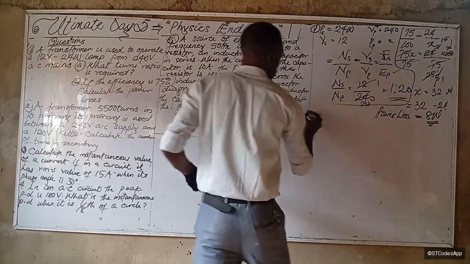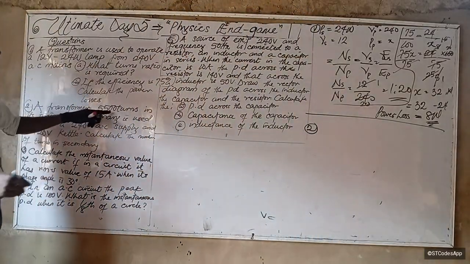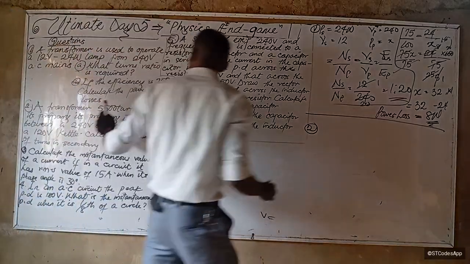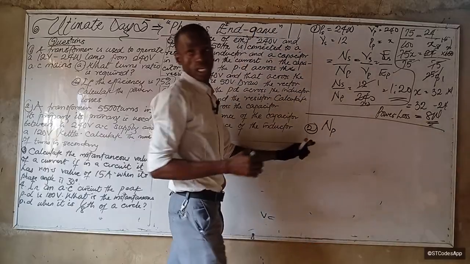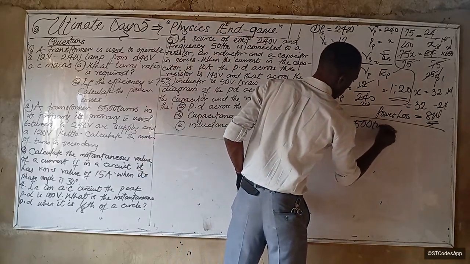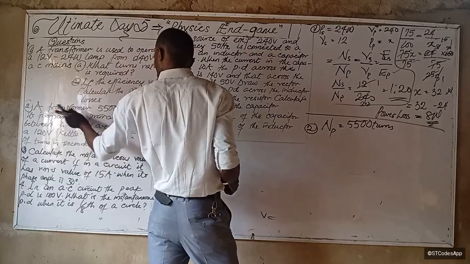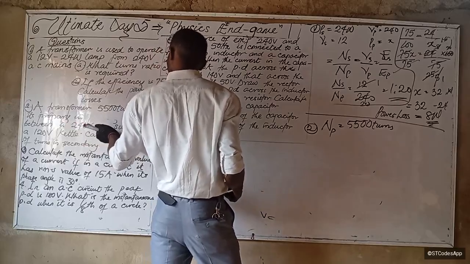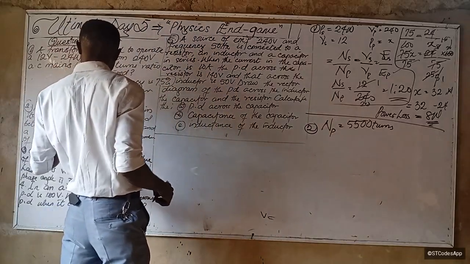Now for number 2. Number 2 says a transformer has 550 turns in its primary. So the number of turns in the primary, N sub P, is what? 5,500 turns in its primary. Oh, I wrote that twice. It is used between a 240 volt AC supply and a 120 volt kettle.